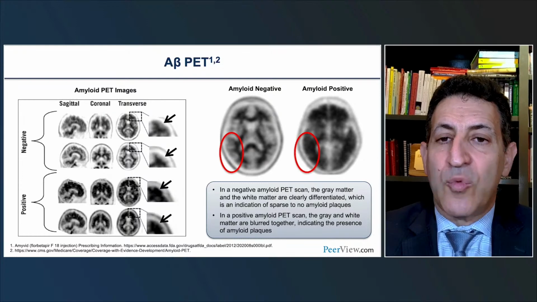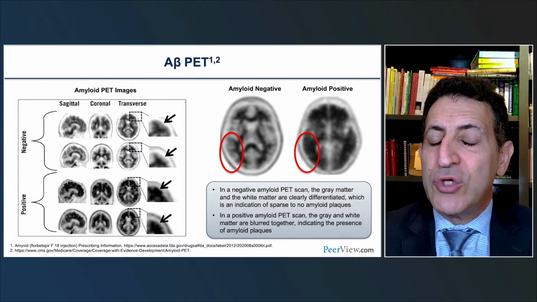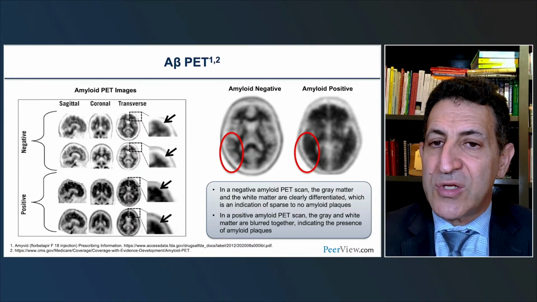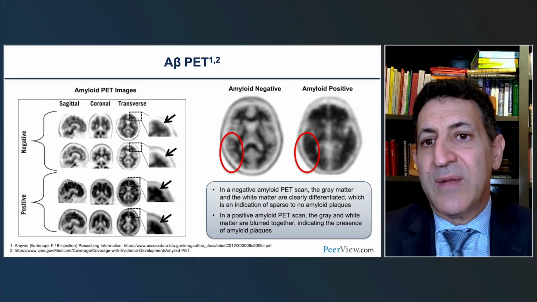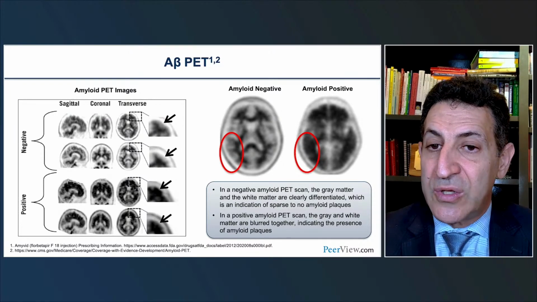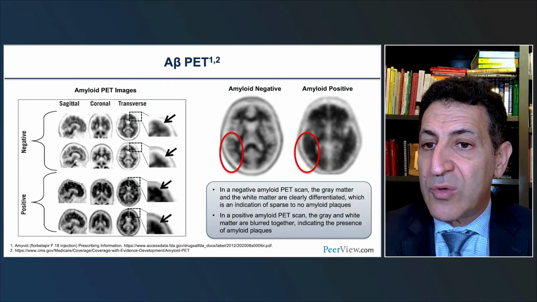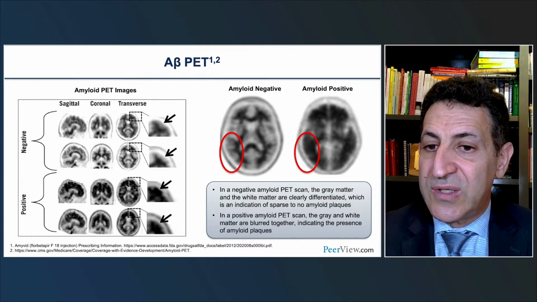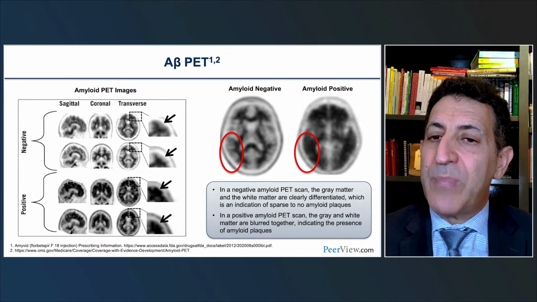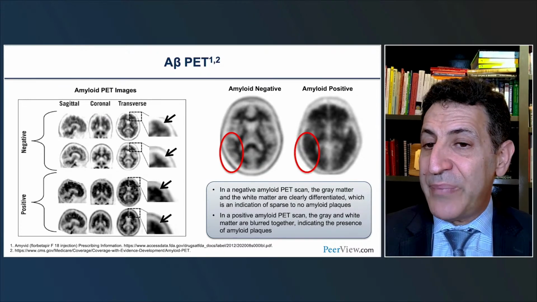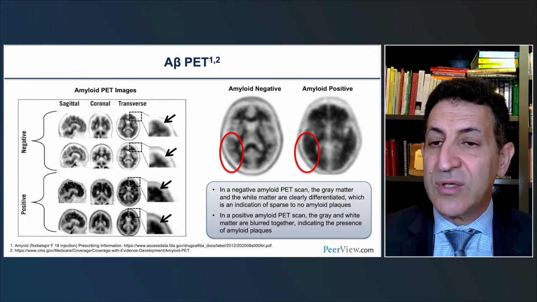So what about PET? Here is amyloid PET. I want to direct you to the right-hand side of this slide. The easiest way to look at amyloid PET is a binary strategy, positive or negative. In a negative scan, the gray-white matter junction is clearly differentiated, and in a positive scan, the gray-white matter junction is blurred. So if you see the positive scan, you cannot differentiate the gray and white, that's the upper right, and the middle right, you see the gray-white matter on a negative scan is clearly differentiated. In clinical practice, it would be binary. You have amyloid or you don't have amyloid on PET scan. And I'm a big fan of amyloid PET. Unfortunately, at least at this moment, it's still not reimbursed by CMS.